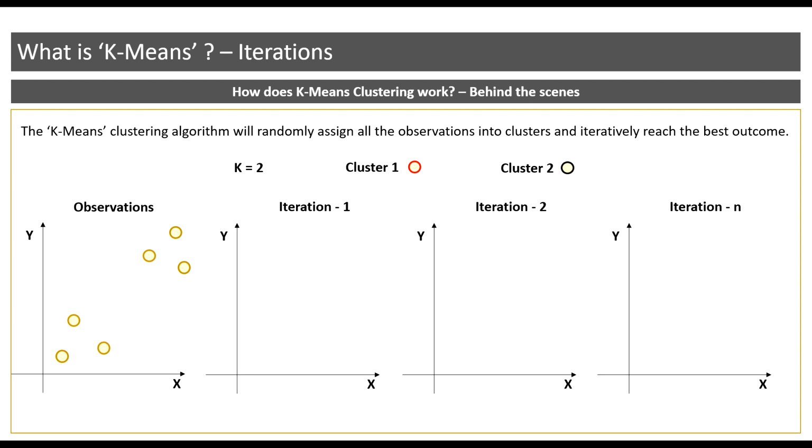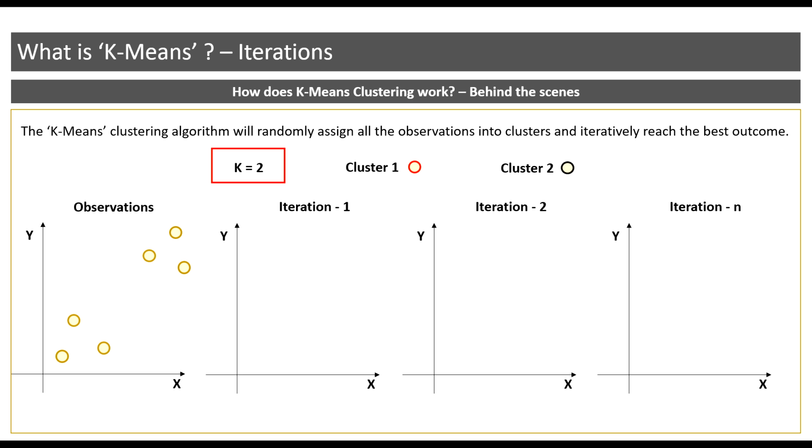In the previous video, we were looking at how we determine the optimum number of clusters whilst deploying the k-means algorithm. In this video, we will see how the k-means algorithm will randomly assign the observations into clusters and iteratively reach the best outcome. If you remember in the previous video, we chose the value of k to be equal to 2. Hence, we will have 2 clusters.